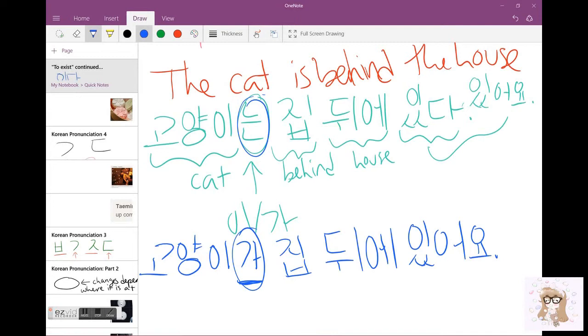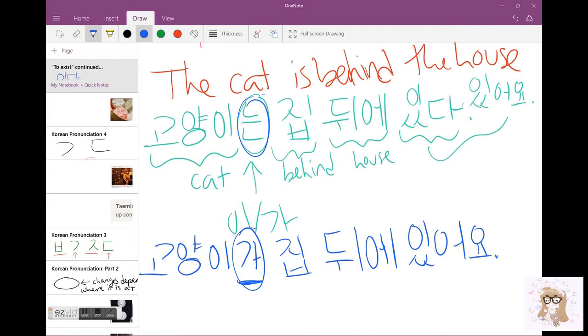Now why is that? Well, the implication when you use 는 means like somehow, for some reason, in the context of a conversation, you're saying that, maybe the person thought that they mentioned the dog is in front of the house, and you're just saying the cat is behind the house in comparison to the dog, where the dog is at.